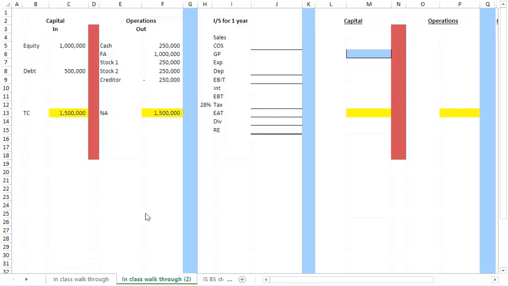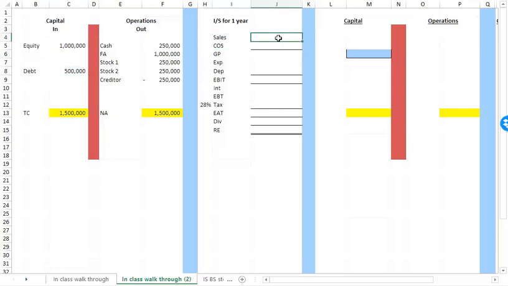Welcome back to part 2 of our printing business. We left part 1 having completed the balance sheet and being ready for trade. So now we're going to move into the income statement for our first year of trade.